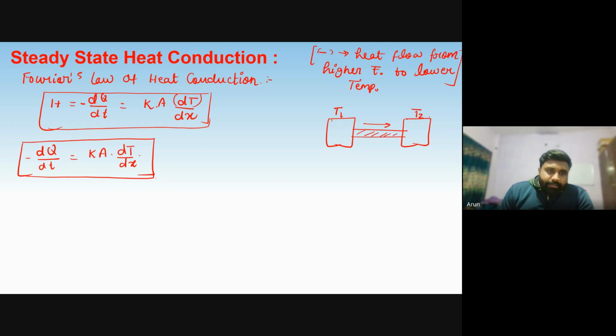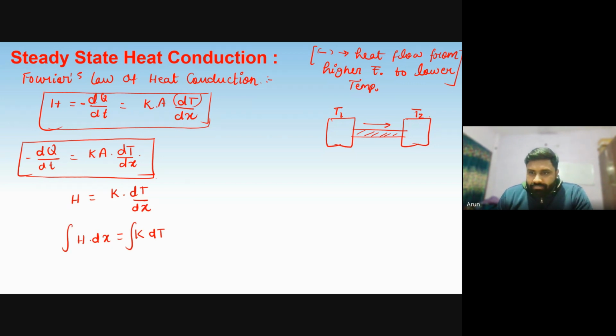Now, if you take the differentiation part here, H is equal to K A dT by dx. And if you integrate this term, H dx equals K dt, if you integrate it.